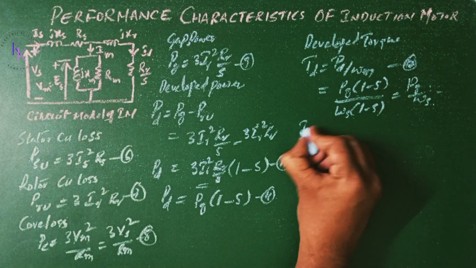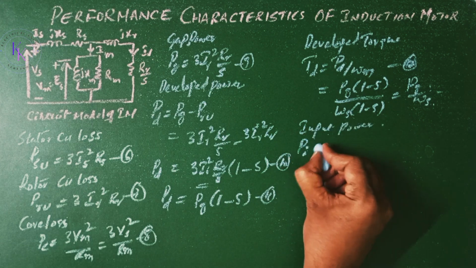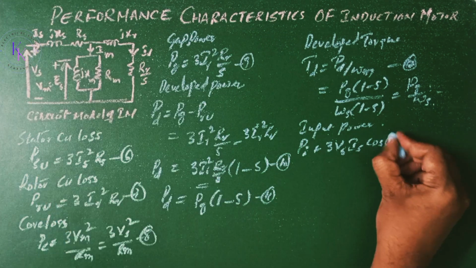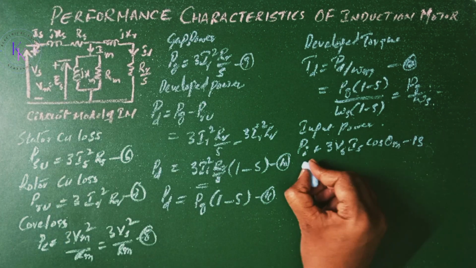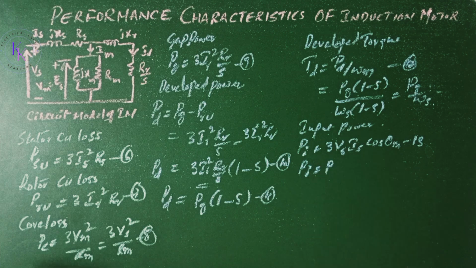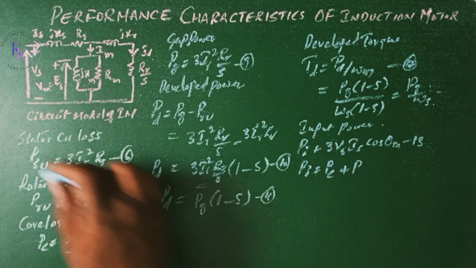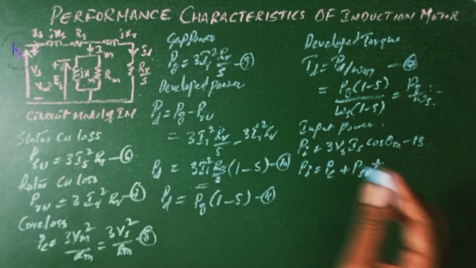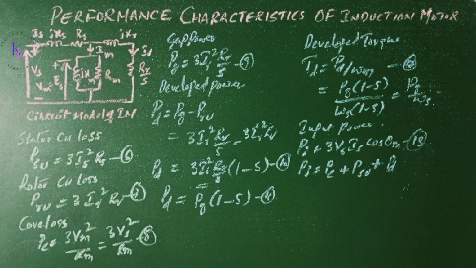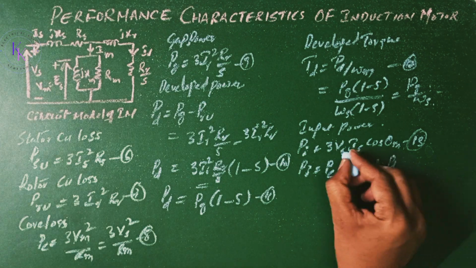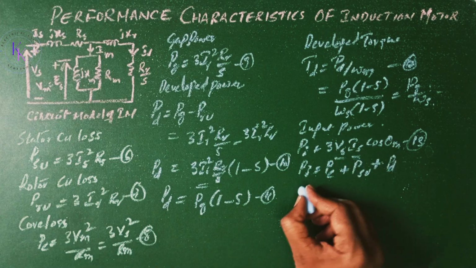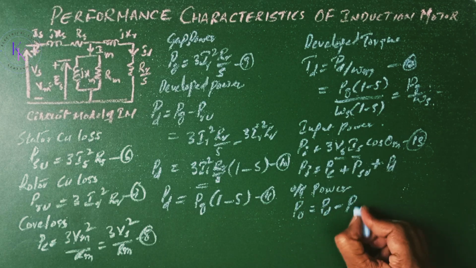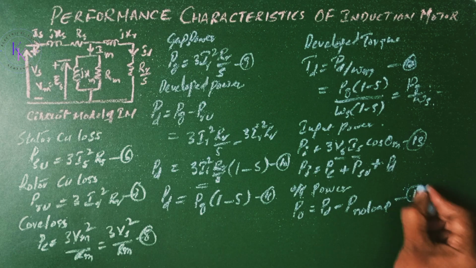Now, the input power, that is PI, is given by 3 VS IS cos theta m, let this be 13. That PI is given by the core loss PC plus the stator copper loss PSU plus the developed power PD, where theta m is the angle between IS and VS. Then the output power P naught is given by PD minus P at no load. This is the 14th equation.